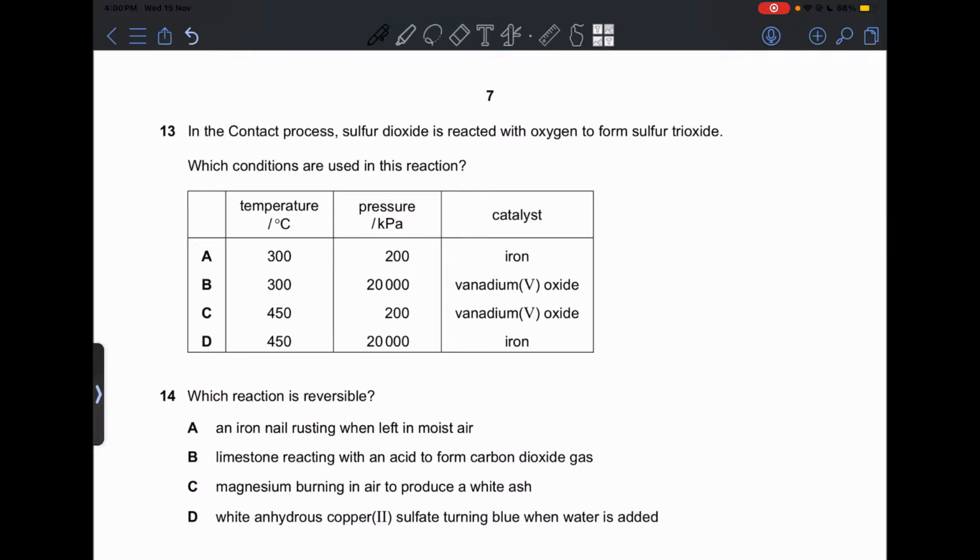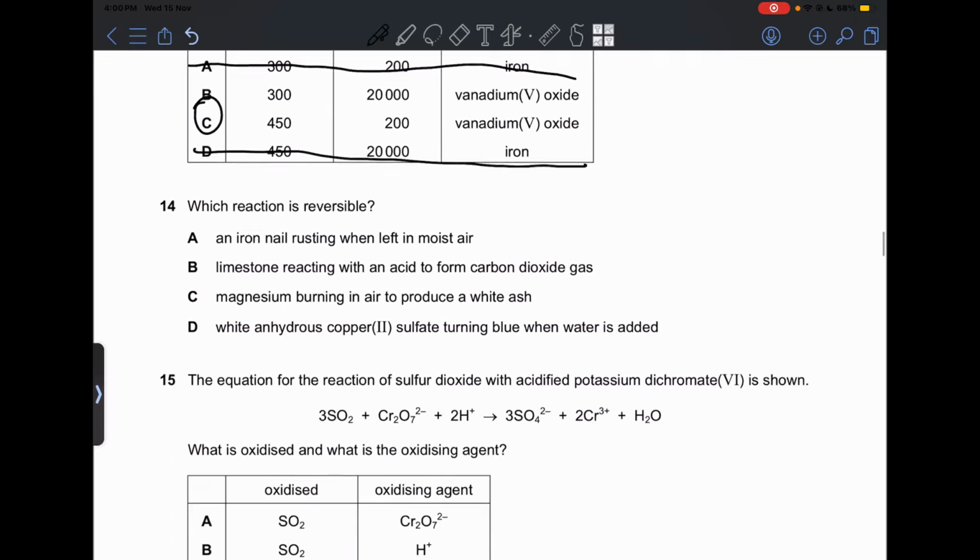13. In the contact process, sulfur dioxide is reacted with oxygen to form sulfur trioxide. Which conditions are used in this reaction? So we know that the contact process uses the catalyst of vanadium V oxide. So D and A are going to be incorrect, because the catalyst is not iron. And we know that the pressure used is actually 200, and we know that the temperature is 450. So our answer is going to be C.